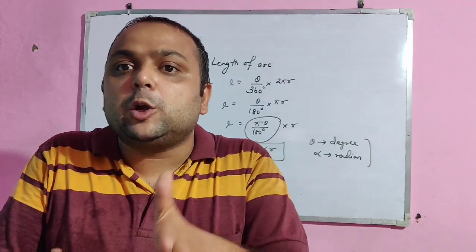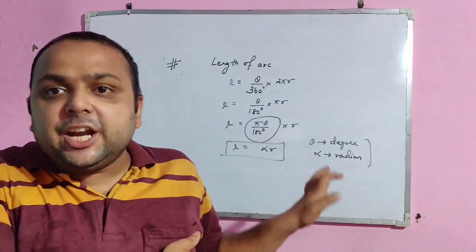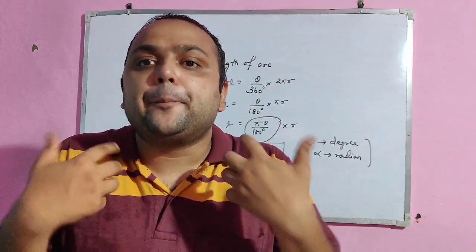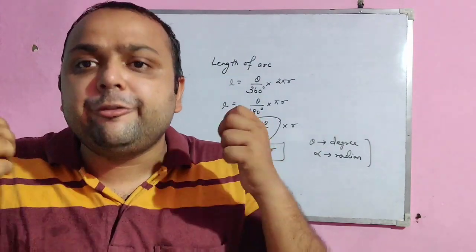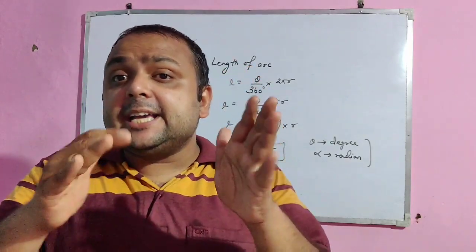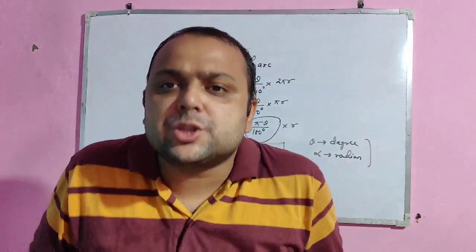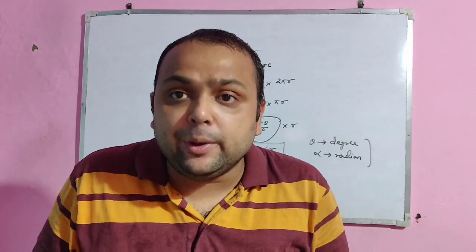Length of arc is equal to angle in radian multiplied by the radius. This relation will be used to solve problems of exercise 3.1. So please go through this relation. Theta is in degree form and alpha is in radian form. Now I will tell you some questions and then you will try doing 3.1. See this question.